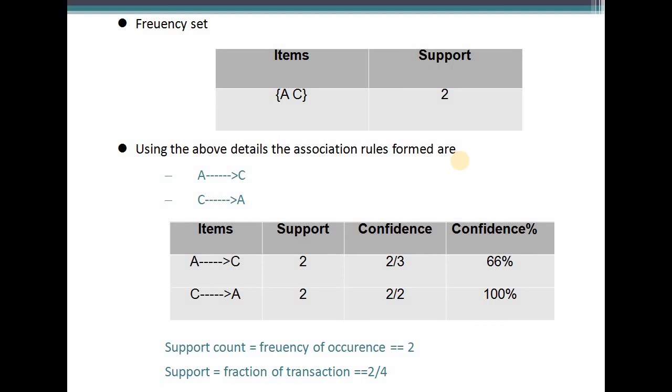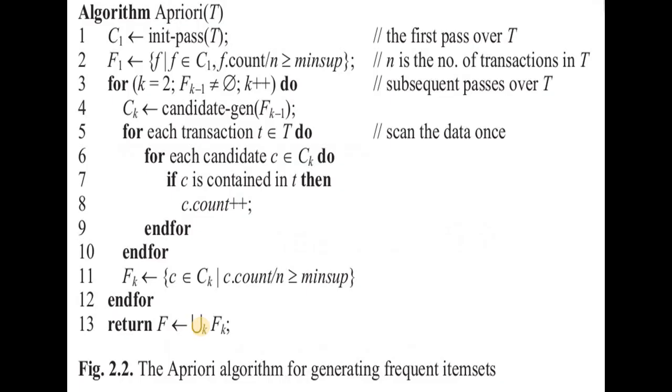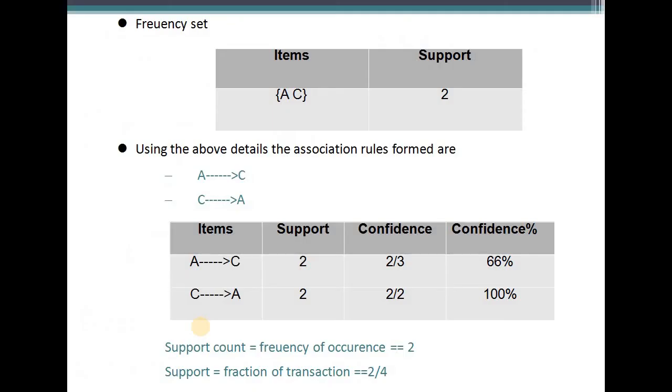Now the two association rules which could be generated using AC are A to C and C to A. I have calculated the support value and the confidence value, and I found that the confidence values of A to C and C to A are 66% and 100%. That's how we showed that these two rules have minimum confidence equal to or greater than 50%. So thus we have generated the two possible rules. So this is the association rule.